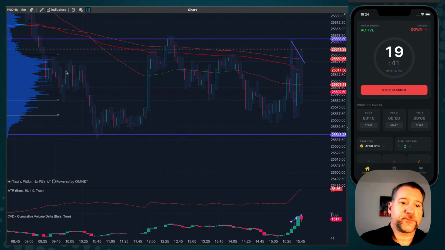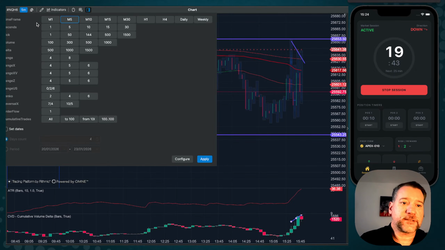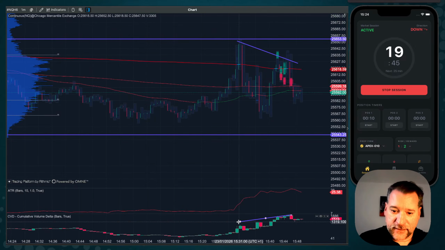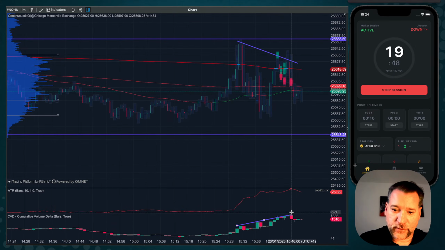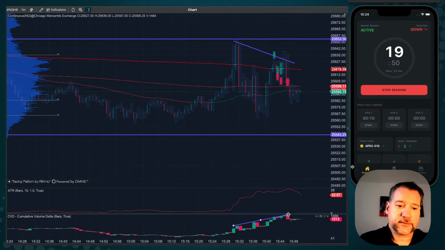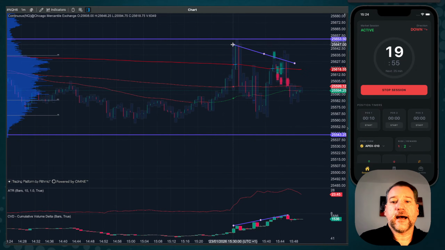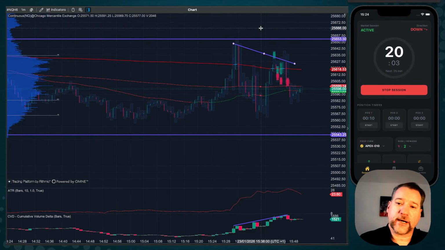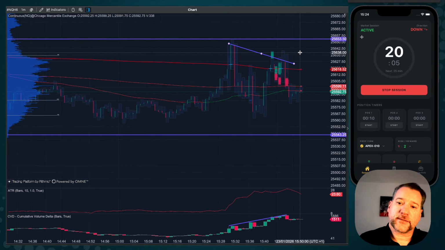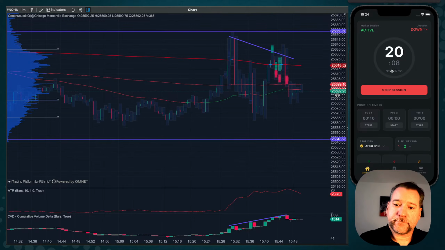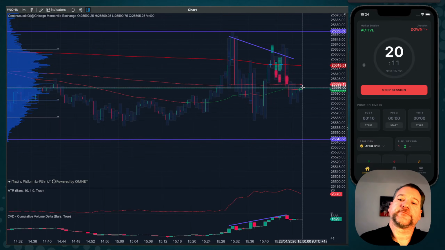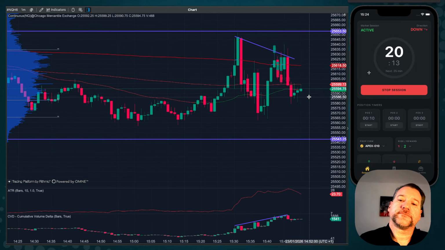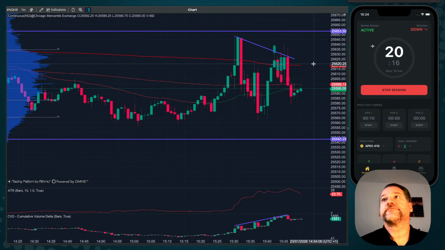So I was showing you on the 1 minute time frame that I was seeing these divergences. This divergence here is showing the uptrend of the cumulative delta and the downtrend on the price action. Okay, so this is a bullish divergence. Here it is clear, right? Bullish divergence.